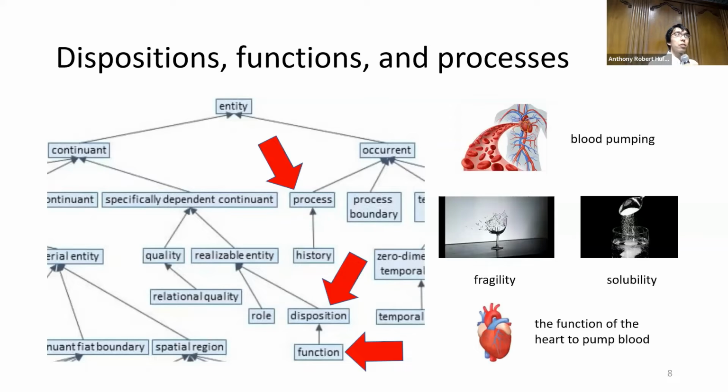Then in BFO, a function is a subtype of disposition, and examples of function include the function of the heart to pump blood through the body.